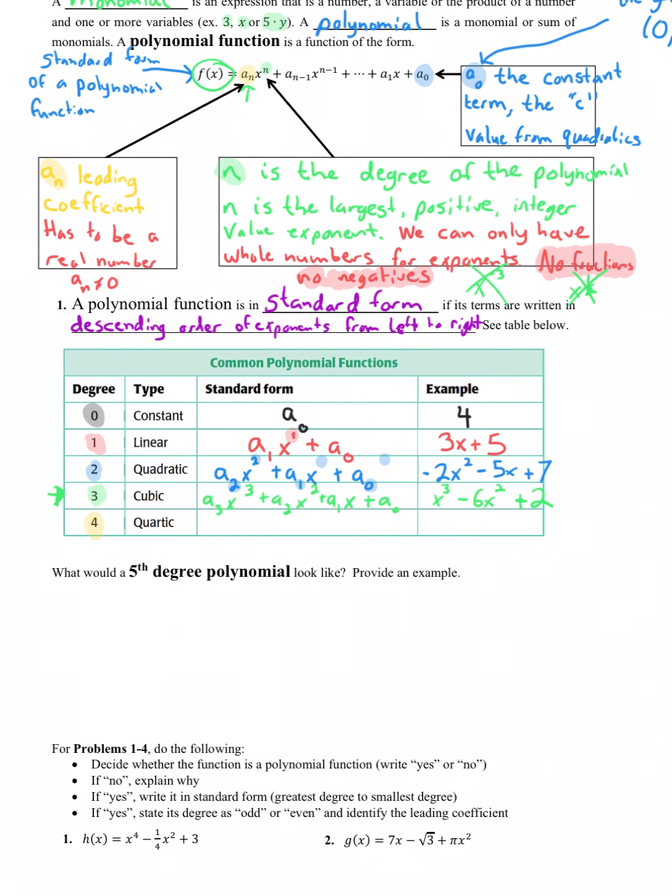All right, last one, a quartic, just keeps building. Now it would be a4 x to the fourth, plus a sub 3 x cubed, plus a sub 2 x squared, plus a sub 1 x to the first, plus a sub 0. That's an example of a quartic function, fourth degree polynomial. And then we have 2x to the fourth minus x cubed plus x squared plus 3x minus 9. That's an example of what a fourth degree polynomial would look like in standard form, descending order.